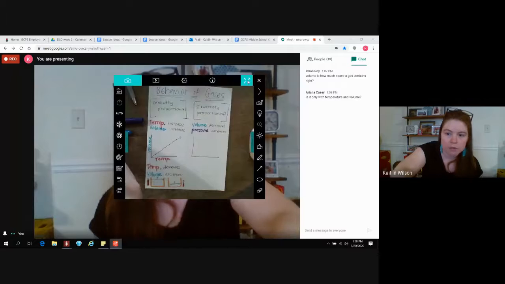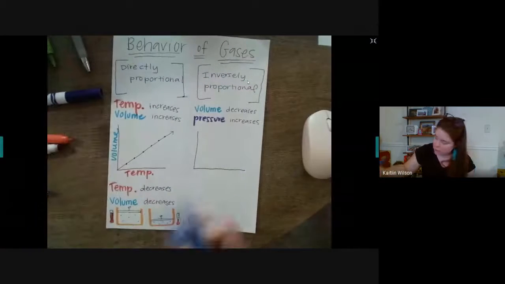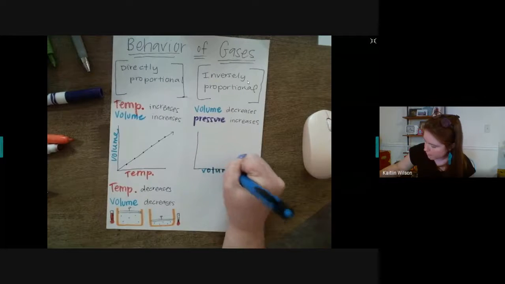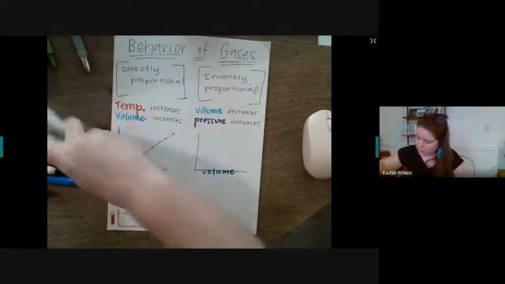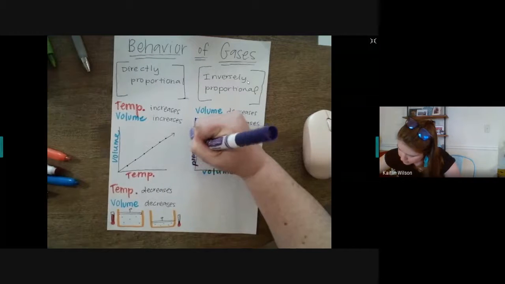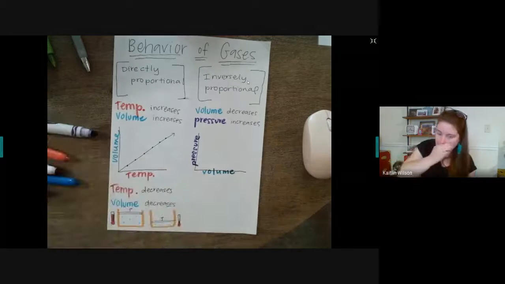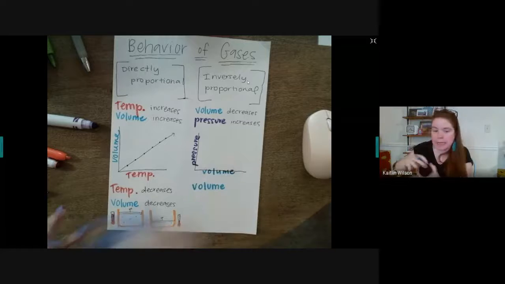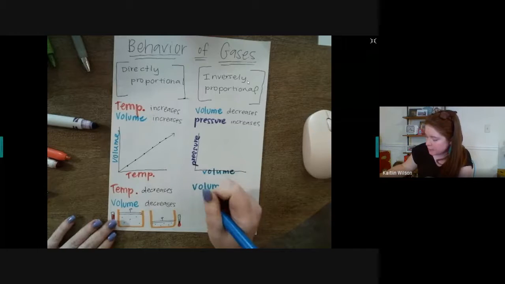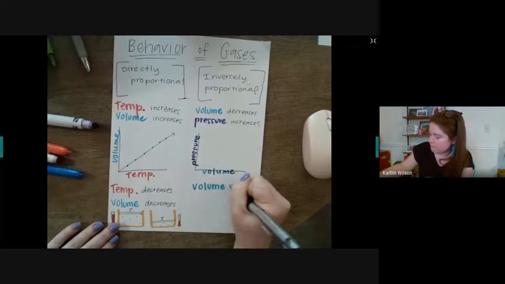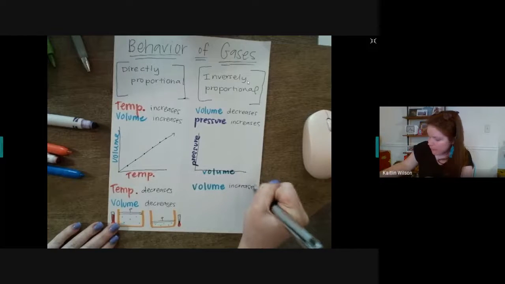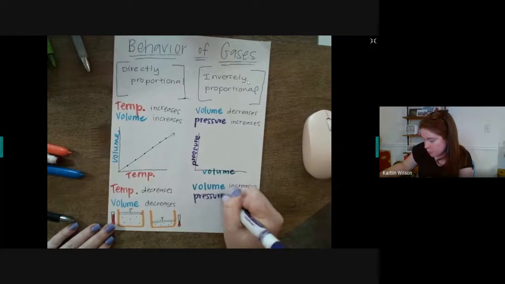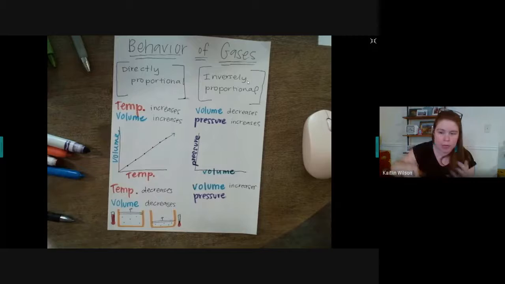All right, so let's go back over here. I'm going to drop my little marker. I'm going to put volume across this axis and pressure across this axis. As my volume increases, as I make more space for my gas to move around, I know I'm going to have a decrease in pressure because there's more room for them to move about. They're not going to be colliding with one another as frequently.